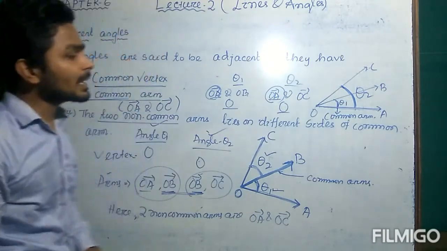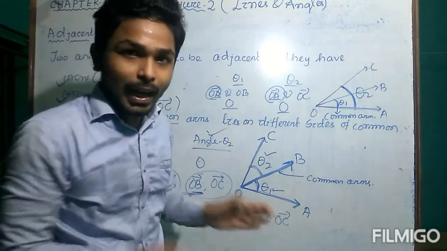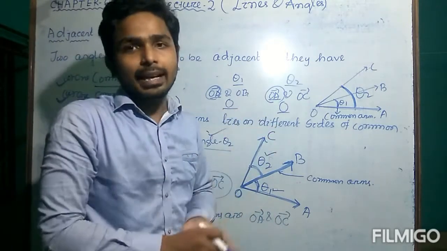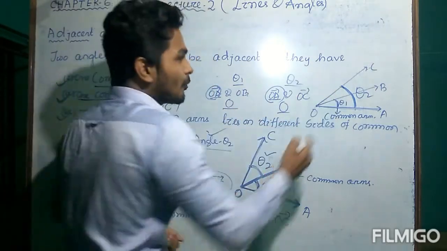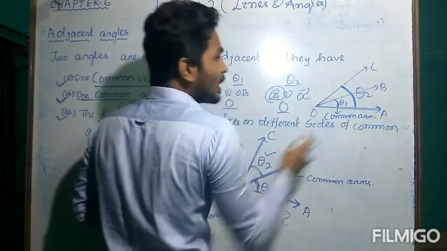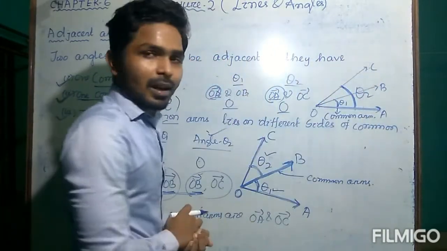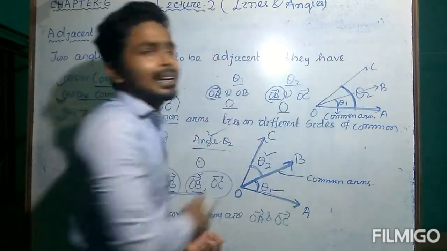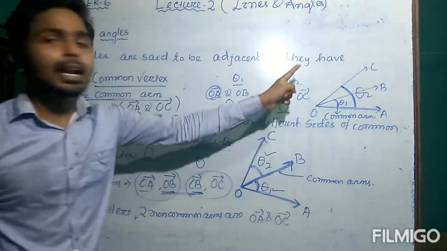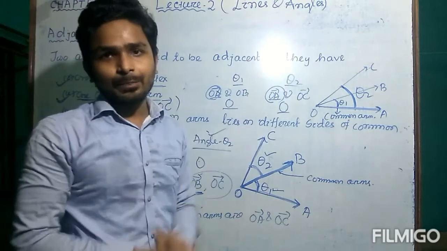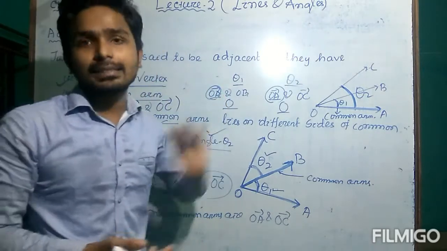In order to be adjacent angles, the two non-common arms should lie on opposite sides, on different sides. They should not lie on the same side. For this case, this is the common arm. Then OB and OC are the two non-common arms, and they lie on the same side. That is why they are not adjacent angles. This is the concept of adjacent angles.